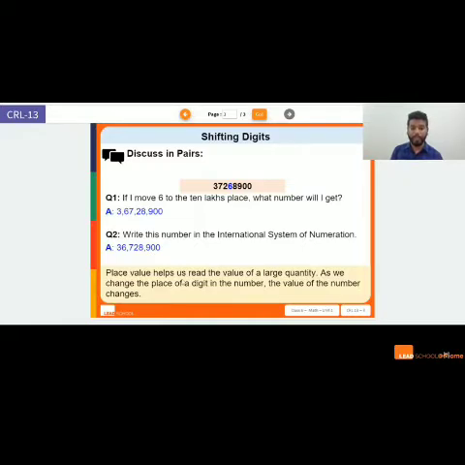Place value helps us read the value of a large quantity. As we change the place of a digit in the number, the value of the number changes. Correct? Great. Friends, by now we've learned that place value helps us read the value of a large quantity. As we change the place of a digit in any number, the value of that number changes. When the place value changes to the left or right hand side, the value of the number changes.